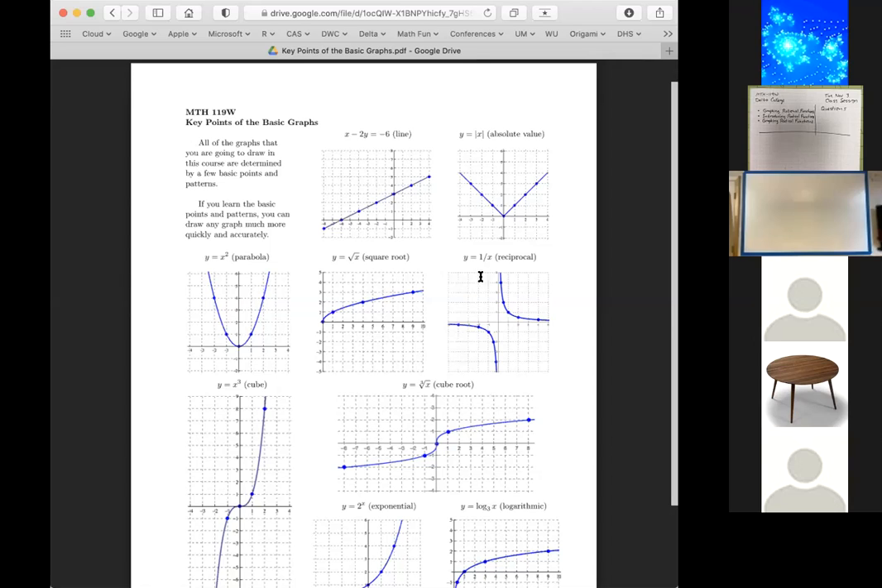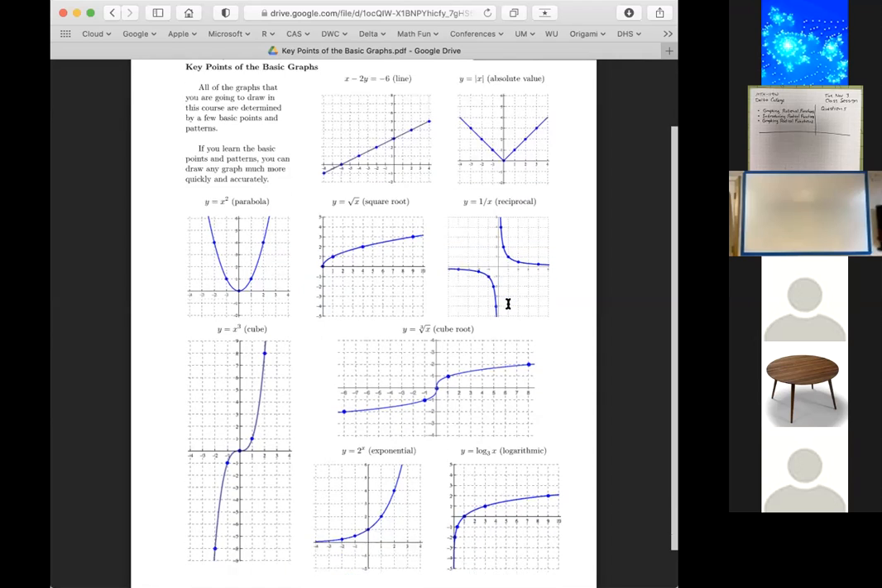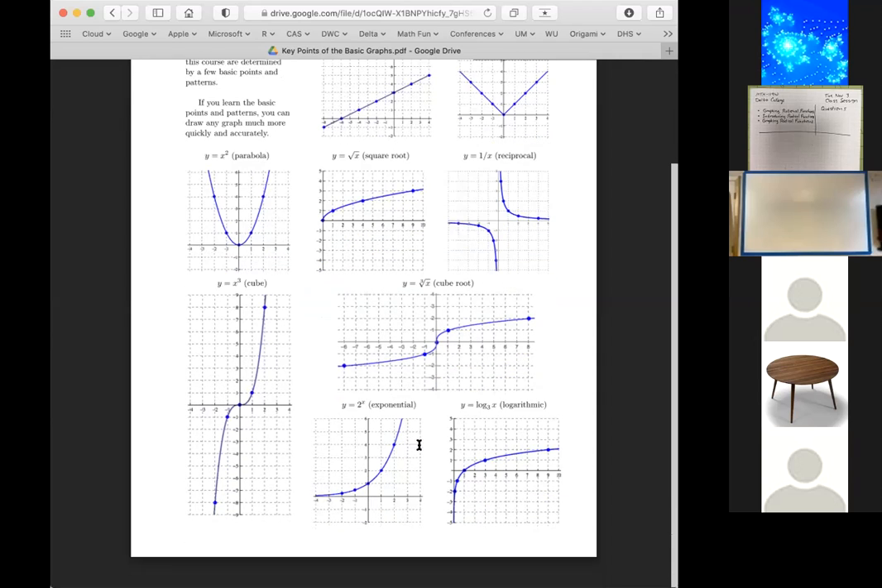Cube root function. Reciprocal function. That's something we'll talk about today too, because it's like a rational function. This is the graph of a rational function. And then some others we might talk about later, exponential, logarithmic, stuff like that.